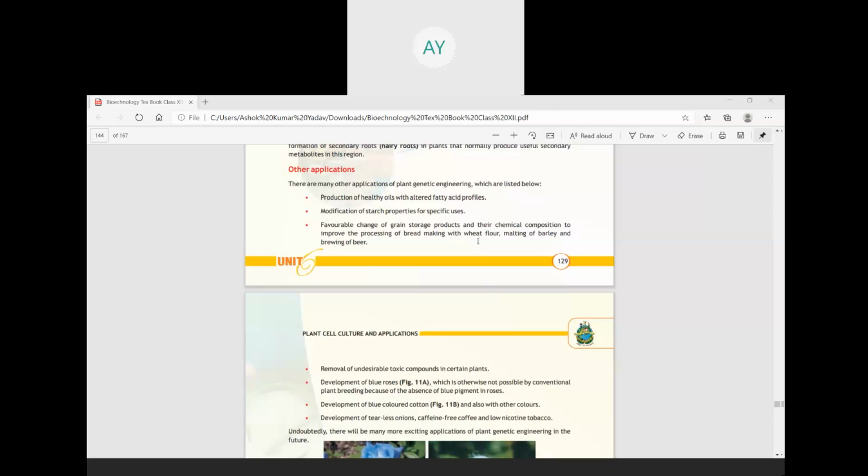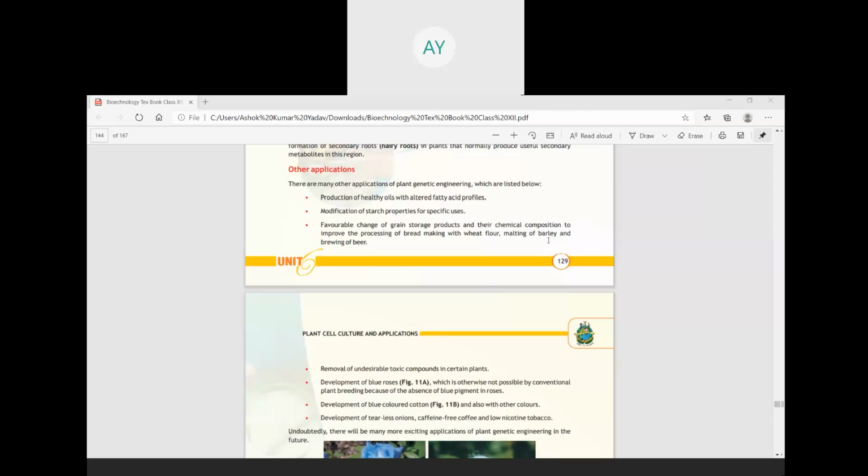Next, we can also improve the quality of flour. Due to glutenin, there is stickiness in the flour. So that quality can be improved with the help of transferring the gene responsible for glutenin. So we can improve the bread making quality of the wheat flour, and also the brewing of beers. We can produce beer from barley, and we can produce a huge quantity, meaning we improve the quality of the barley grains. So these are the applications of plant cell culture.